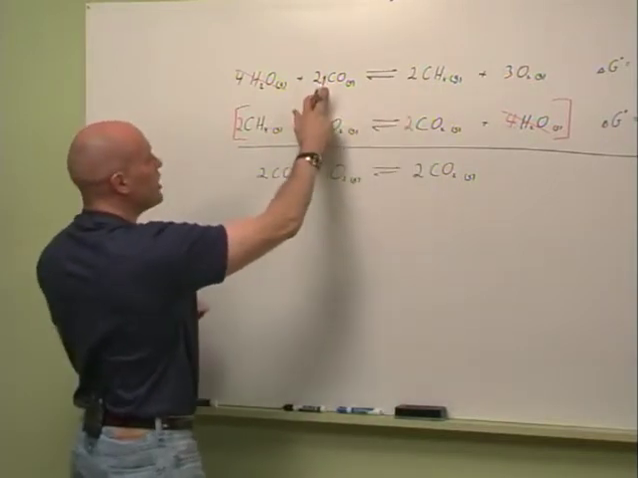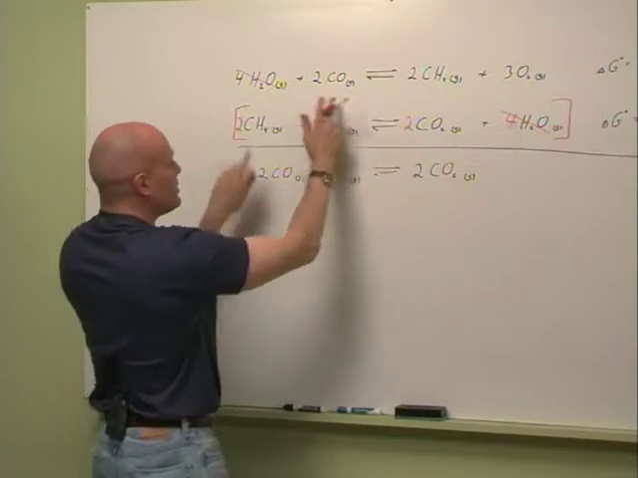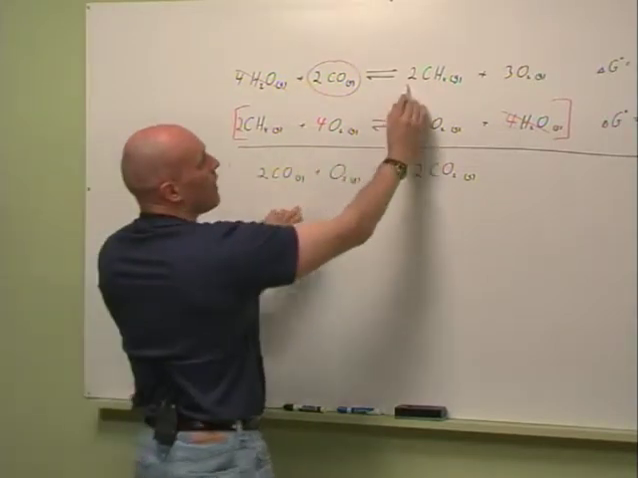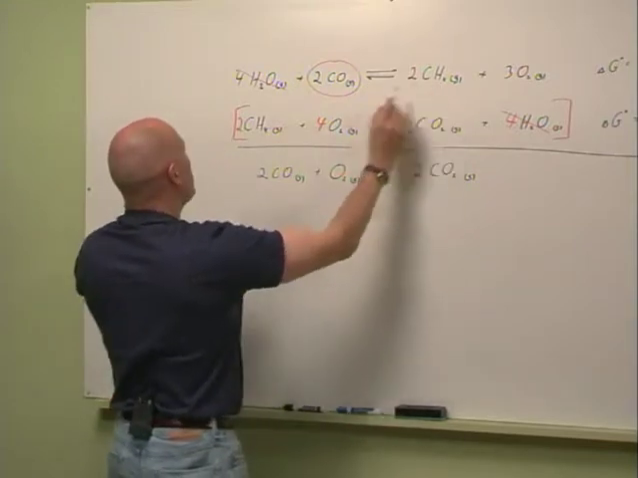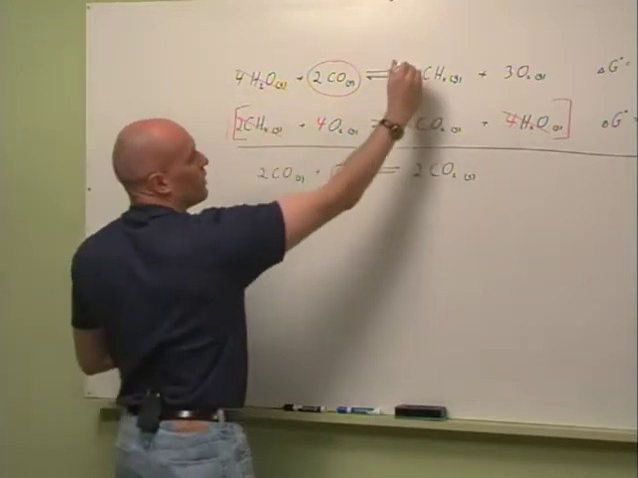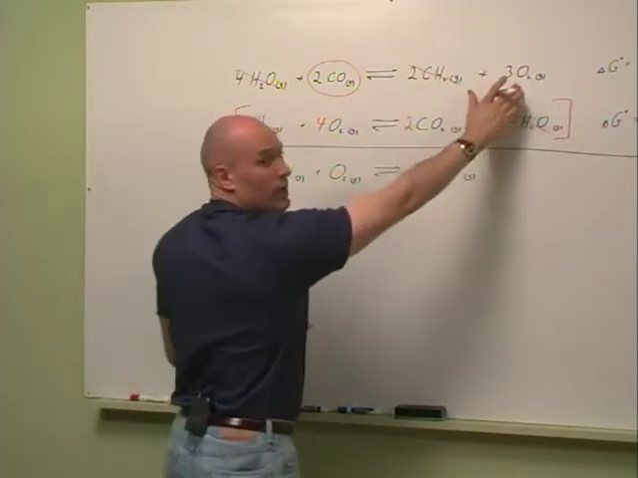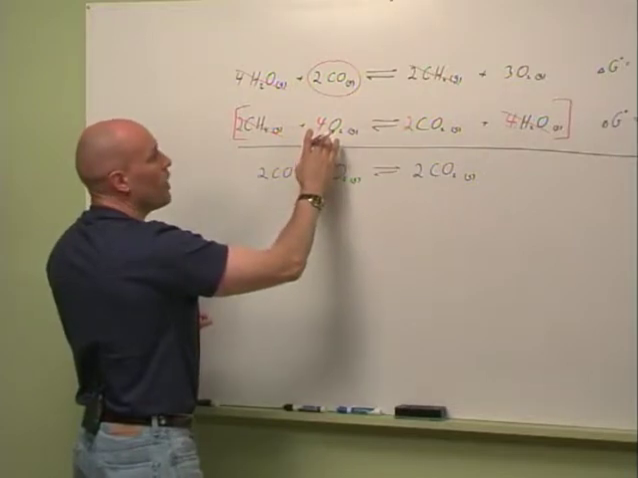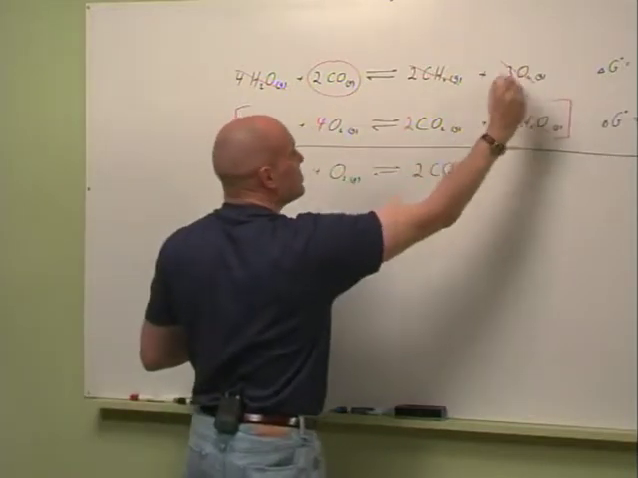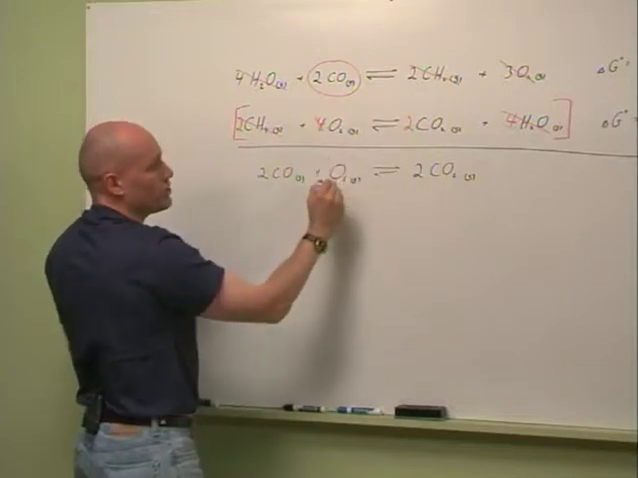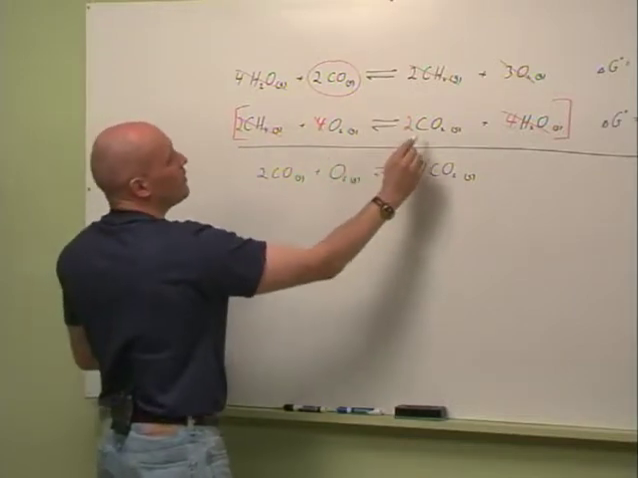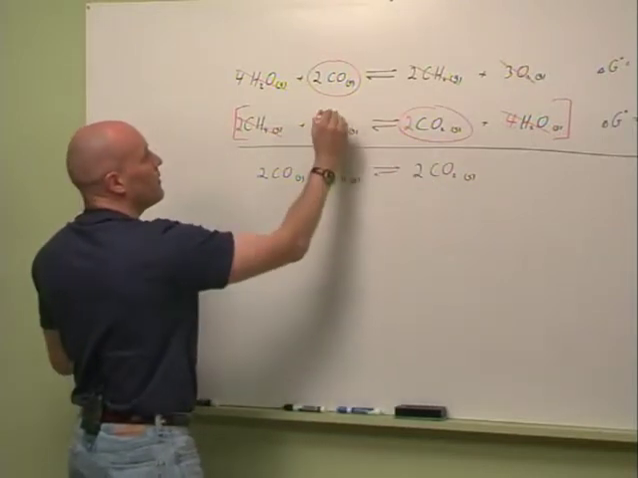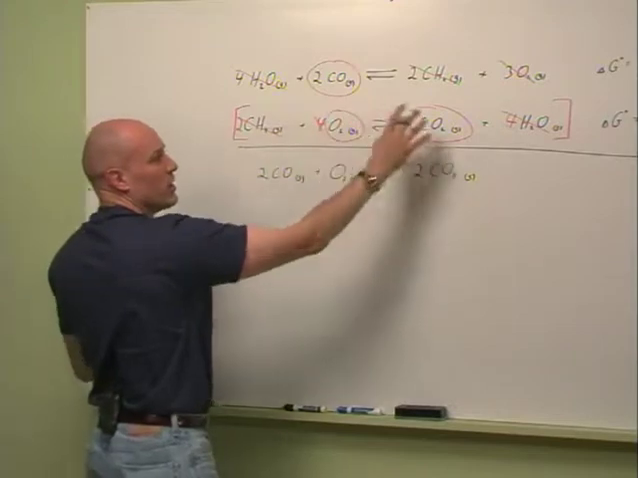Let's see, I've got 2 COs. I start with 2 COs and that's it. So I have to bring the COs down to here. Then over here I make 2 methanes and I use up 2 methanes, so those cancel. I make 3 oxygens and I use up 4 oxygens. So these 3 cancel and I'm left with 1 oxygen that I'll bring down here. And then over here I've got 2 CO2s and that's what I wanted here. So there's my two reactants and my product.